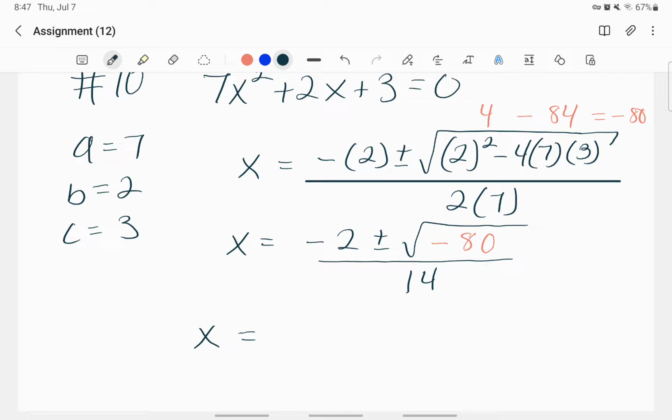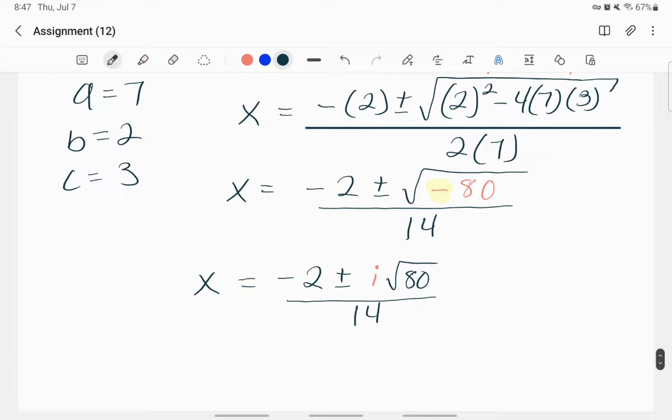X is equal to negative 2 plus or minus. Remember, when there is a negative inside of the square root, that represents an imaginary number. So I'm going to take my negative out of my square root, and I'm going to put an i in front. So i times the square root of 80. That's how we know we have a complex solution. Divided by 14.